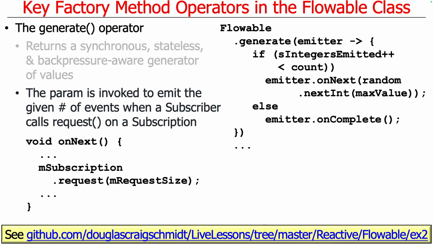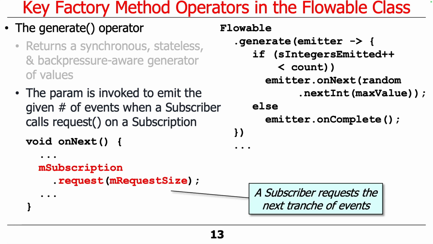So let's take a look at an example. The parameter here is going to emit a given number of events when the subscriber requests it to. And so this is going to leverage the subscription request feature that's built into back pressure aware subscribers. So if we have a back pressure aware subscriber, we can request a certain number of items to be emitted. And what you can see here is the subscriber can request the next tranche or the next chunk of events. Let's say there are 3 of them.